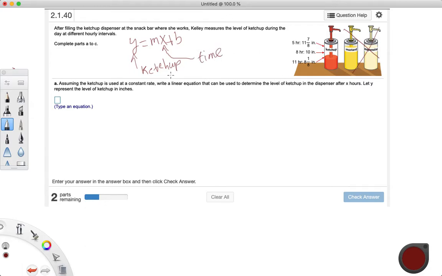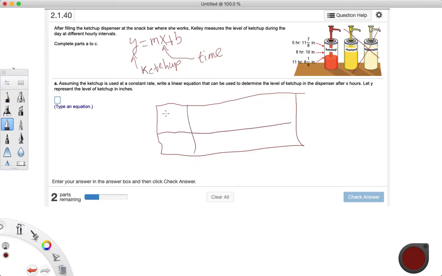Okay, and you could do this a whole bunch of different ways. You could draw a graph and figure it out that way. I'm actually going to make a little table. A little perfect rectangular table. Something like this. Here's my time, and here's how much ketchup I have. And so here I have 5, 8, and 11. And for my y, I have 11 and 7/8 after 5 hours, and 10 after 8 hours, and 8 and an eighth after 11 hours.